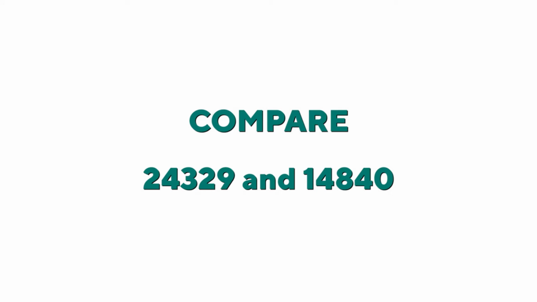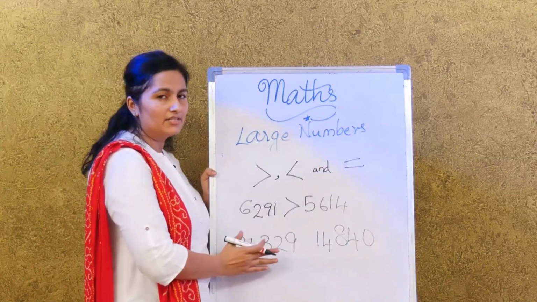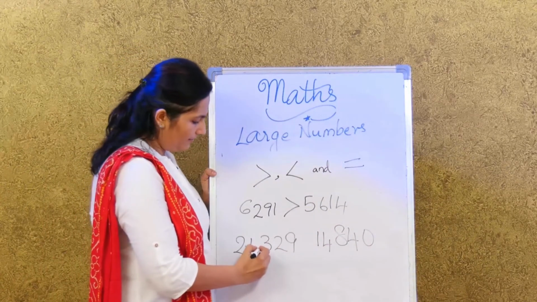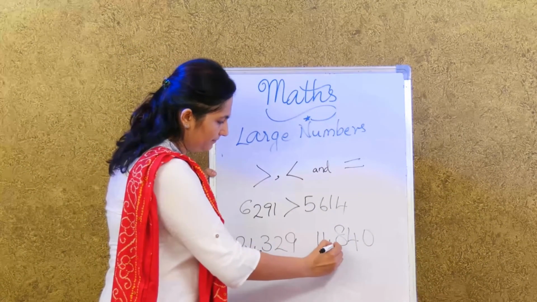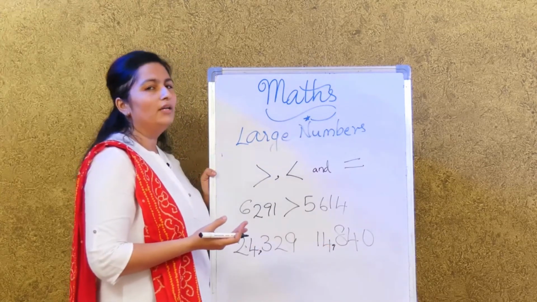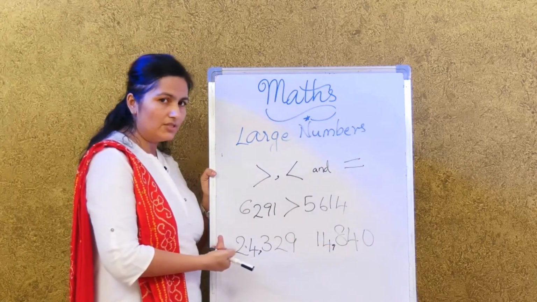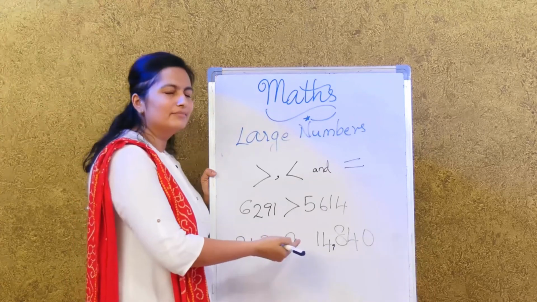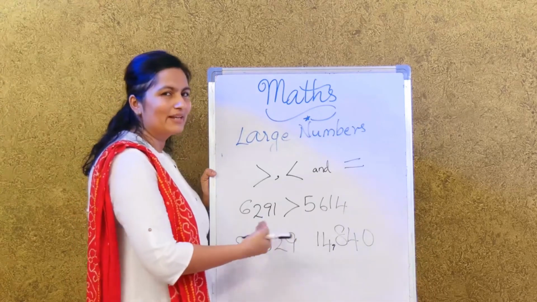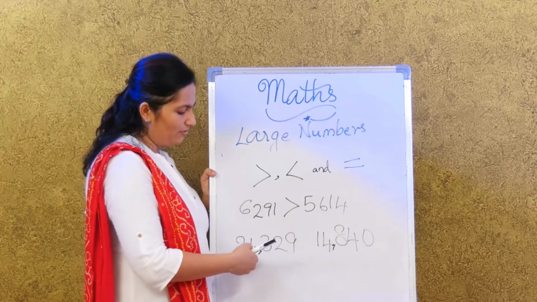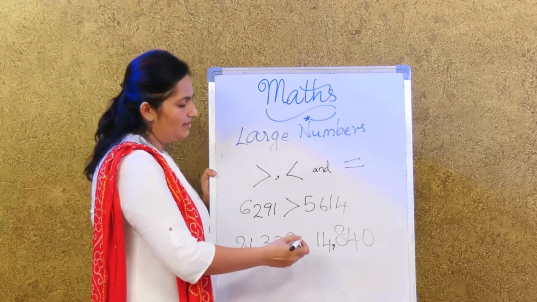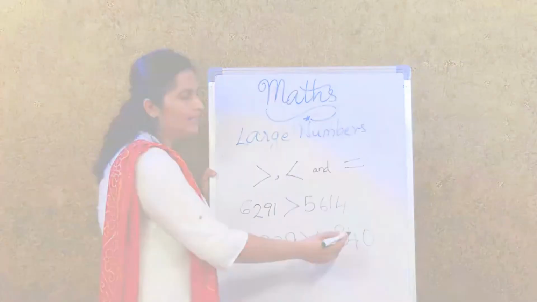Let us take an example of 24,329 and 14,840. Both are 5-digit numbers. Okay. So, what is the next step 2 is you start from the leftmost number, and the moment we take from the left we know 24,329 is greater than 14,840.